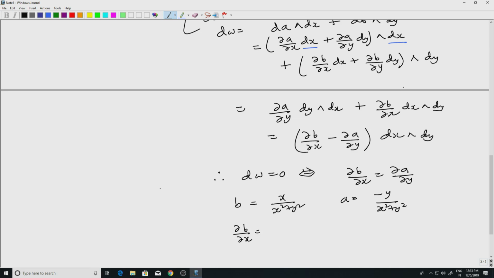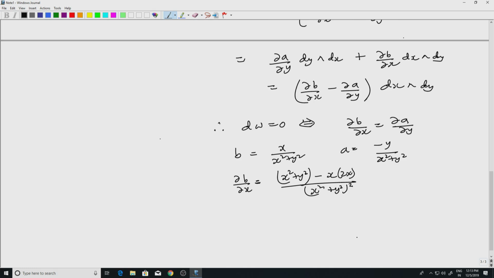I'll end up getting, well, to do a bit of calculation here, use the quotient rule. So x squared plus y squared times the partial derivative of this, minus x times the partial derivative, 2x, over x squared plus y squared whole thing squared. That gives y squared minus x squared divided by x squared plus y squared, squared.